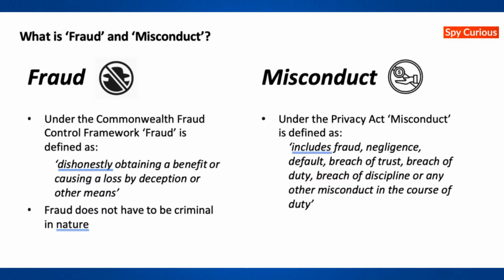So their definitions under the Commonwealth: fraud is dishonestly obtaining a benefit, causing a loss by deception or other means. Fraud does not have to be criminal in nature. So, you know, it's something that affects the workplace. Someone stealing something from the work, or manipulating bills, or giving themselves refunds to go and gamble it, or put it through the pokies. Misconduct is a completely different thing. Now, under the Commonwealth Privacy Act, misconduct is defined as including fraud, negligence, default, breach of trust, breach of duty, breach of discipline, or any other misconduct in the course of duty.